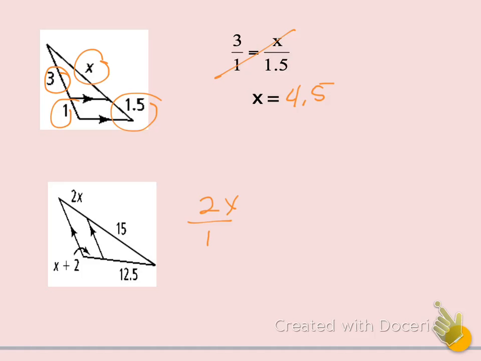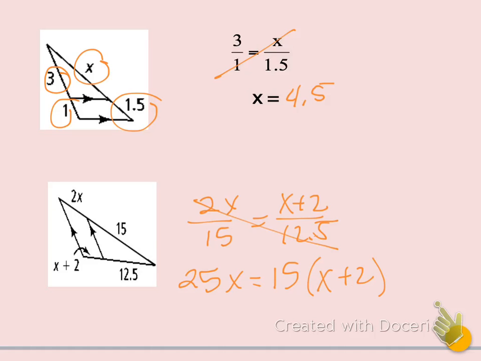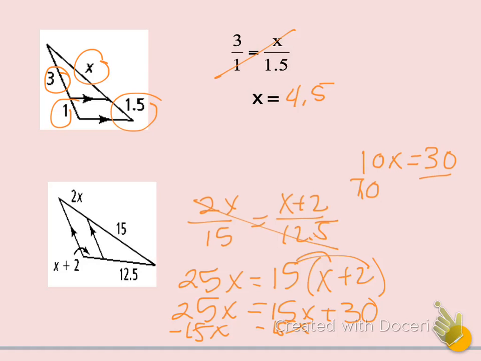So I'm going to do 2x over 15 is equal to x plus 2 over 12.5. So 12.5 times 2x, so 12.5 times 2, so we have 25x equals 15 times the quantity. Since it's more than one thing, I need to put it in parentheses, so 15x plus 30, subtract 15x. So I have 10x equals 30, divide by 10. So x equals 3. So if I plug it back in, if I'm missing sides, 3 times 2 is 6, 3 plus 2 is 5. Okay, so we're just making a proportion based on our sides.